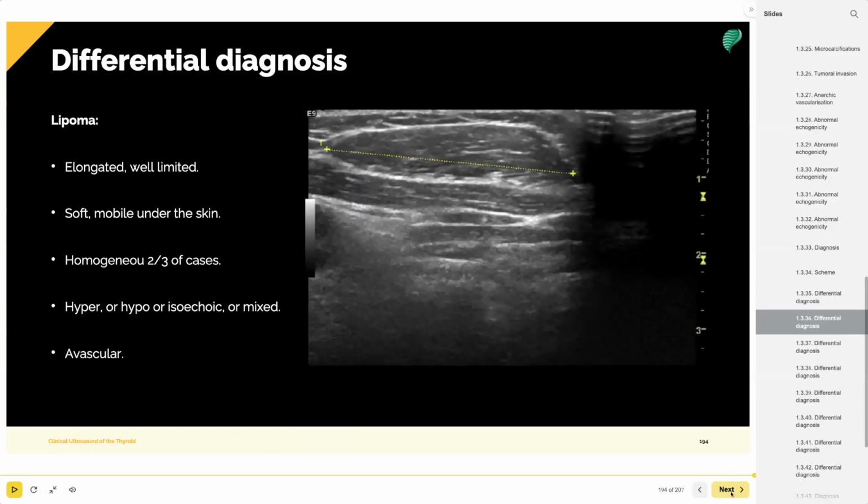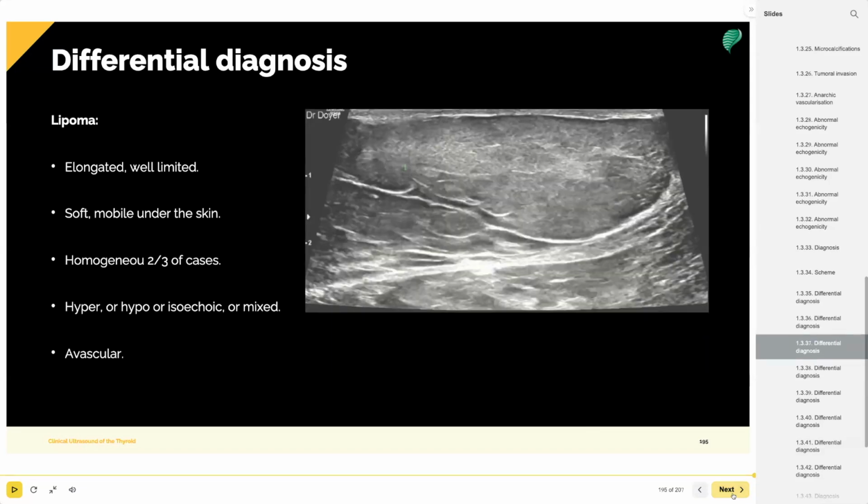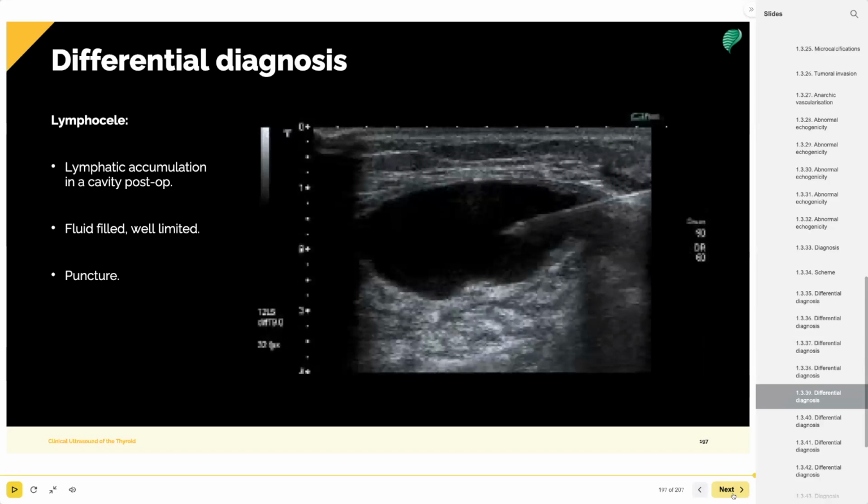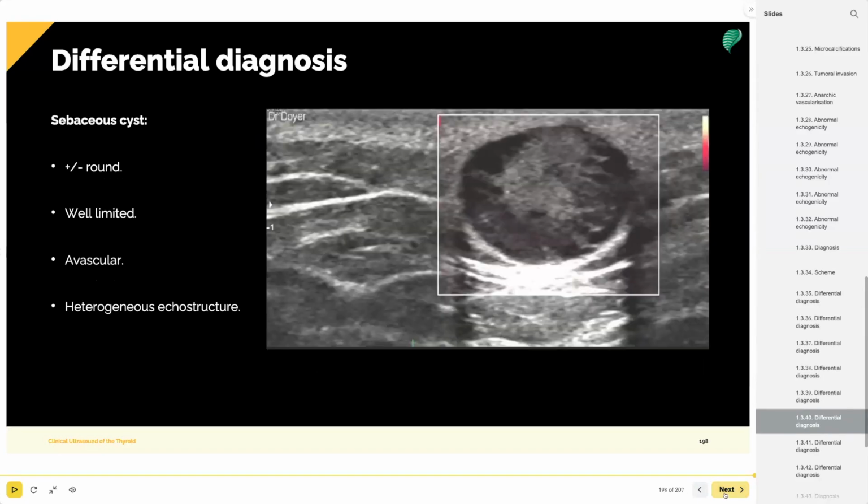Okay, this is a differential diagnosis showing the lipoma and how similar it is. It's elongated, it's well limited. We can see the borders really nicely. It's soft, mobile, it's right under the skin, so very similar to what a lymph node would feel like upon palpation. This is a lymphocele. A lymphocele is mostly filled with fluid, so it will be more anechoic. This is a lymphocele puncture with a needle, so they are taking a sample from it in this image.